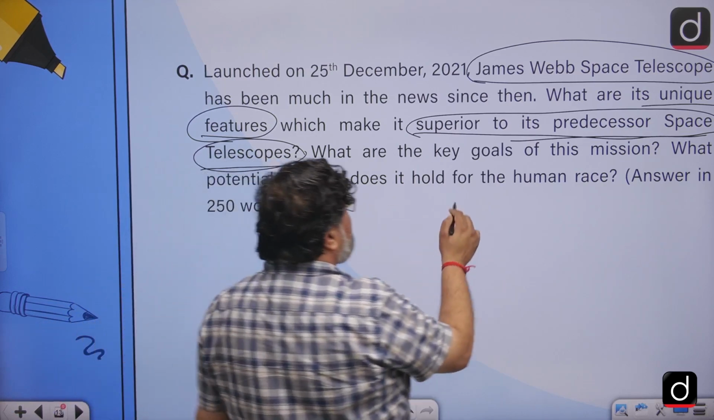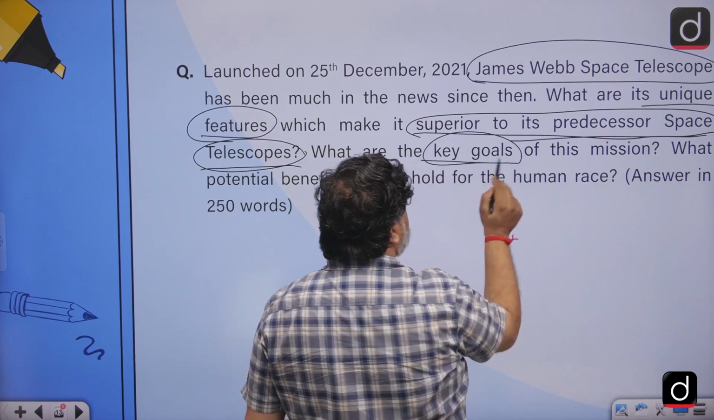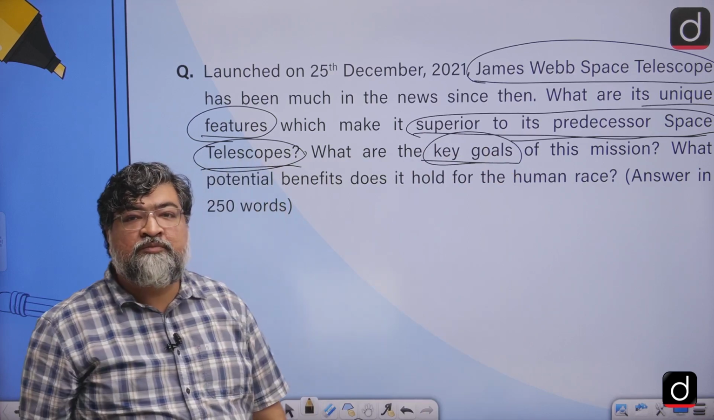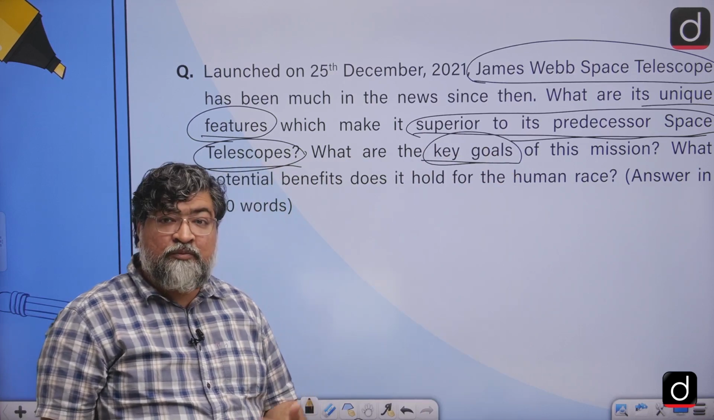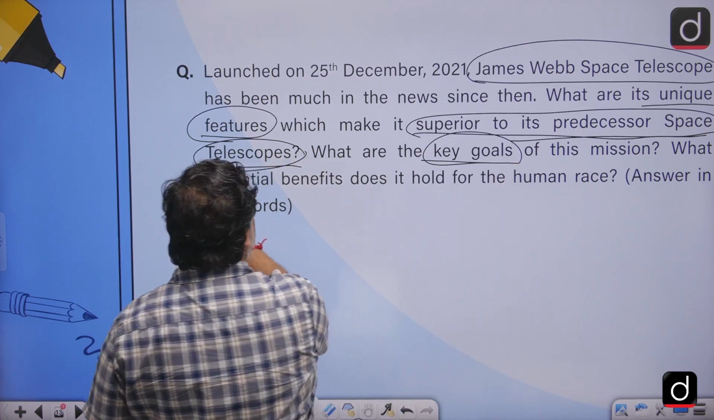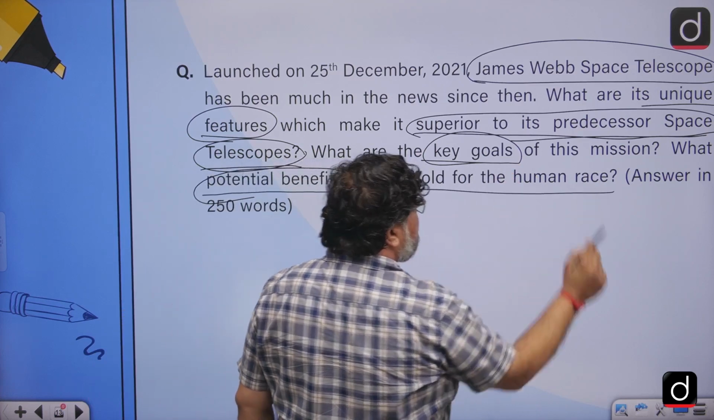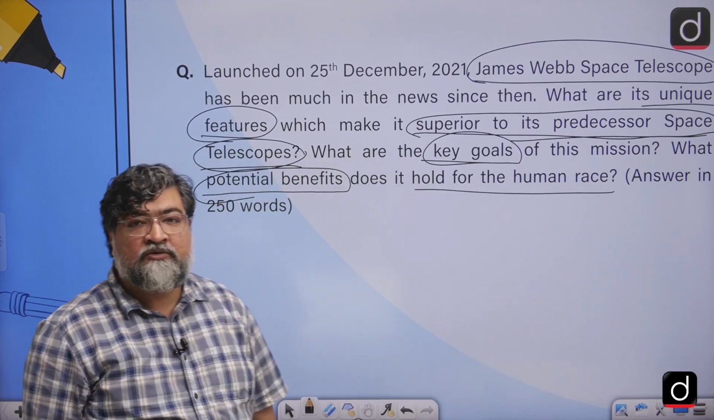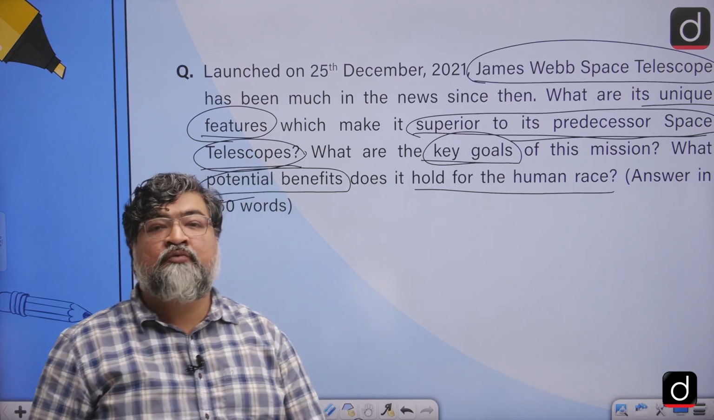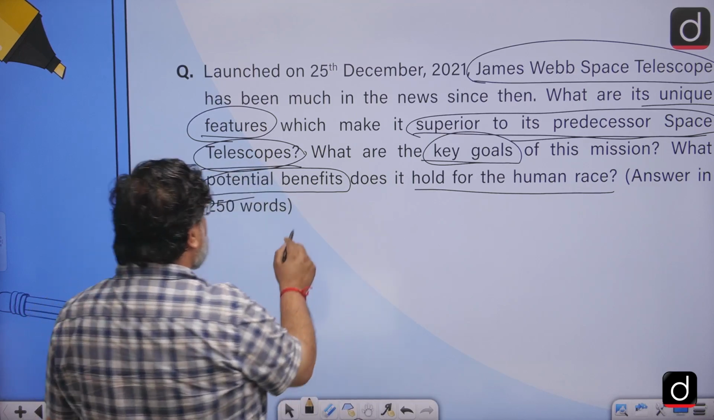Now the second part of the question: and what are the key goals of this mission? The main goals of this mission. Only the important goals have to be written. And the last part of the question: what potential benefits does it hold for the human race? And one has to answer this question in 250 words.